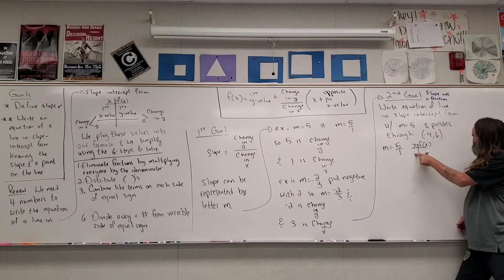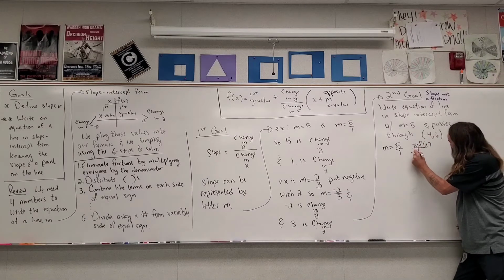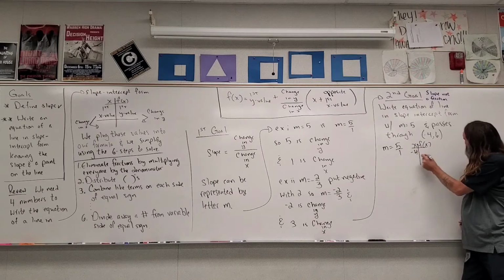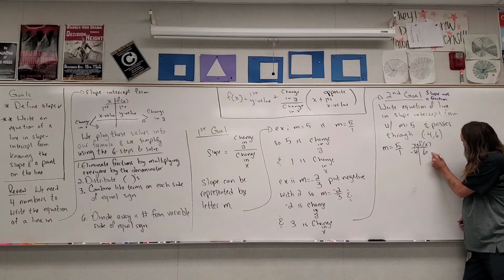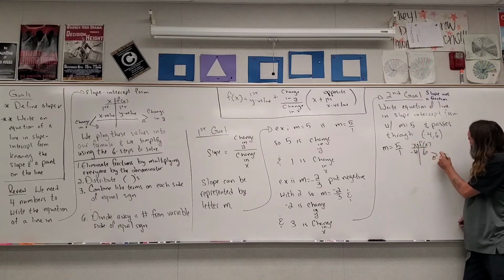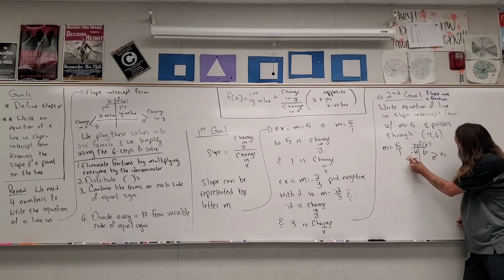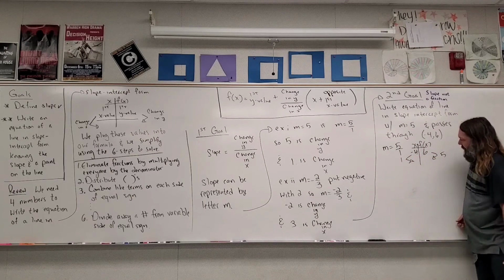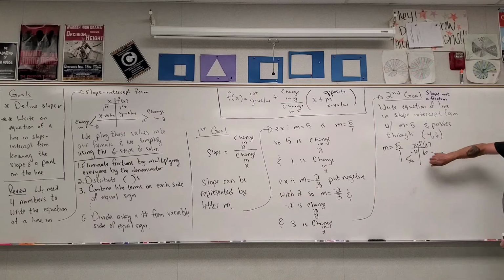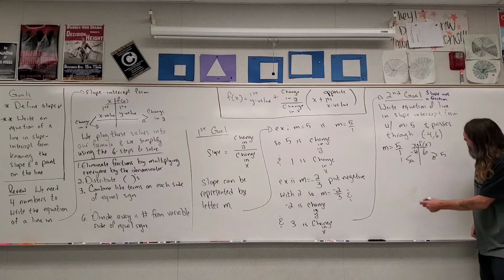So I know that my first x value is negative 4. I know that my first y value is 6. I know my change in y is 5, and I know that my change in x is 1. Now that I have the 4 numbers that I need, I can plug that into our formula.